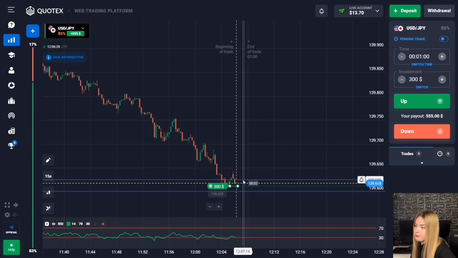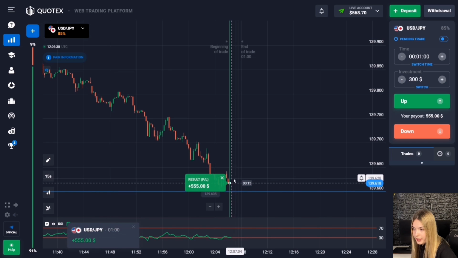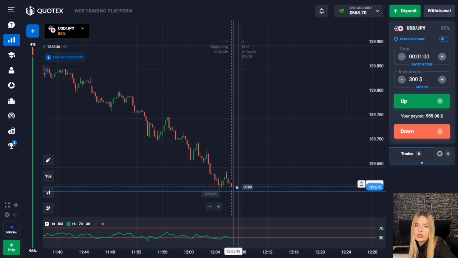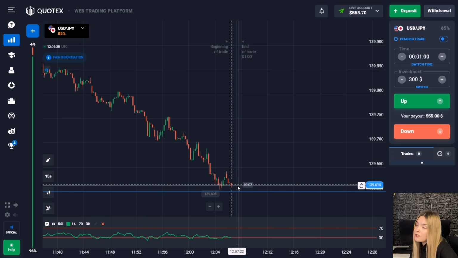Not bad, not bad. As you can see, there has been a rollback and we are making profit here. We managed to work with you on this upward movement. 1 minute was just enough for us here, guys, and everything is going great. Let's continue and find another situation in the market.